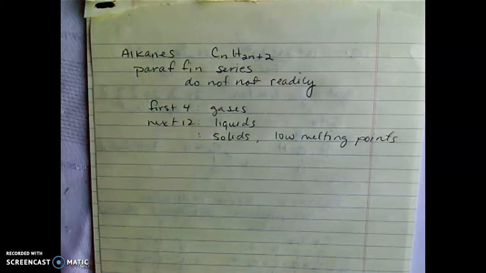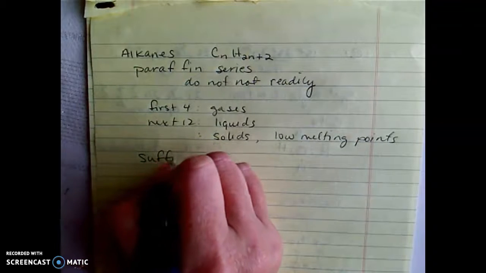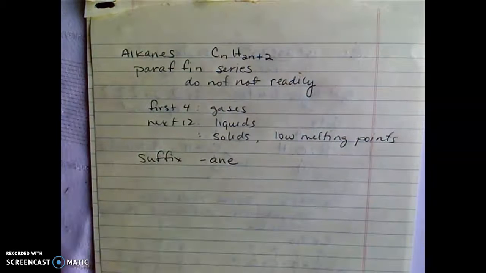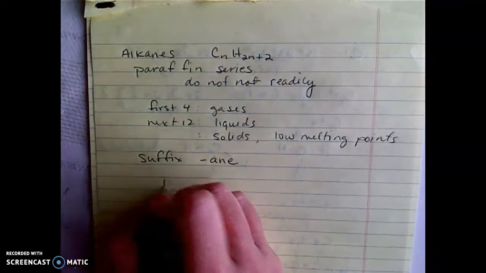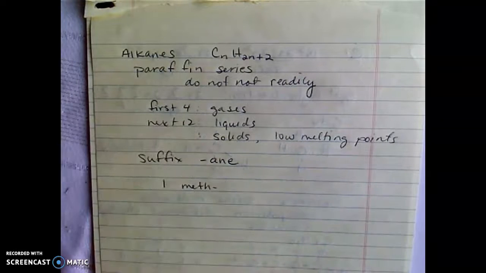Your straight chain alkanes always use a suffix when you're naming them, and that's ane, A-N-E. So you'll always be able to recognize that. And then for all of our alkanes, alkenes, alkynes, we have a special naming for the number of carbons. So if you were to have one carbon, you would use the prefix meth.